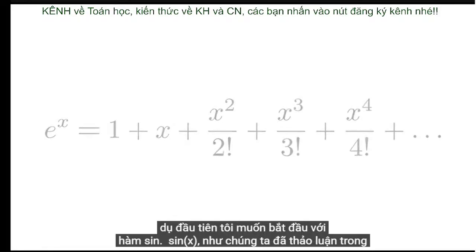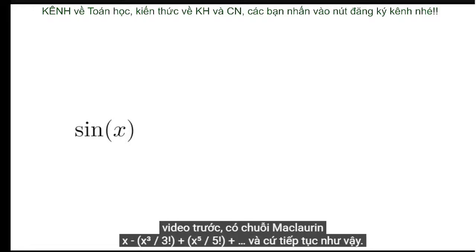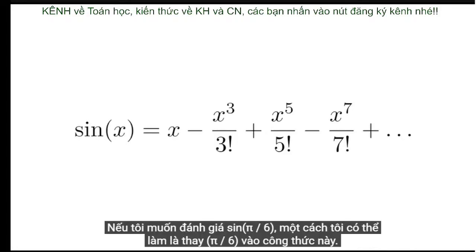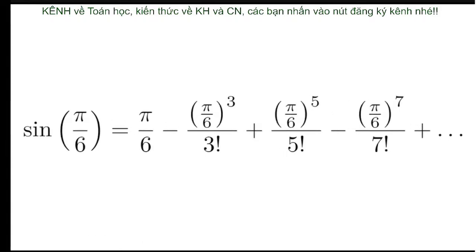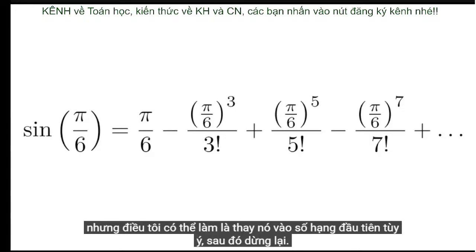As a first example, I want to start with the function sine. Sine of x, as we discussed in the previous video, has the Maclaurin series x minus x cubed over 3 factorial plus x to the 5th over 5 factorial, and so on. If I want to evaluate sine of pi over 6, one way I can do that is to plug pi over 6 into this formula. Of course, this formula has infinitely many terms, so plugging it in isn't so easy, but what I can do is plug it into the first however many terms I want, and then stop.